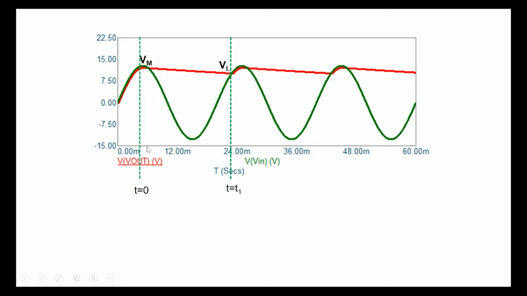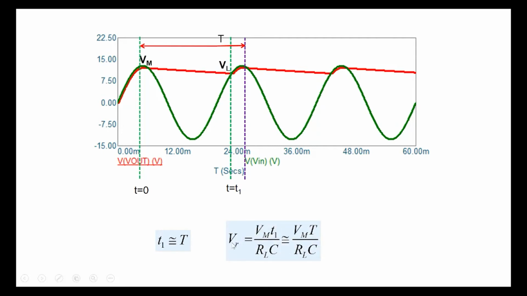And therefore, the period from 0 to T1 is almost equal to the time period T that you see here. So that's the next approximation that we'll make: instead of doing a very accurate calculation for T1, we'll assume that T1 is very close to T. So T1 is almost equal to T, and therefore in V ripple, which we had calculated as Vm T1 by RLC, we will substitute the time period T instead of T1, and we know that 1 over time period is frequency, so we can obtain this particular expression for the ripple voltage here.